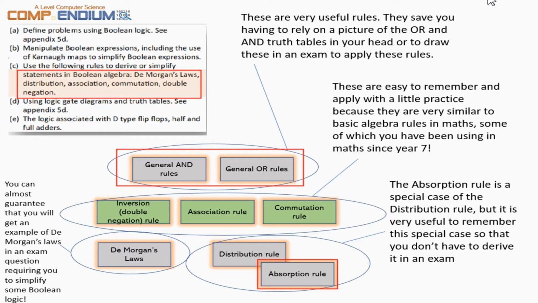They will save you having to rely on having a picture in your head of the OR and AND truth tables, because if you don't know these rules, you'll have to draw those tables on a piece of paper and then look for opportunities to apply AND and OR logic. Know these rules in advance and you won't be disadvantaged in an exam, taking more time to get to the end solution. The other rule to draw your attention to down here is the absorption rule. If you look on the spec, you can see that the distribution rule is part of the minimum spec, but in addition, the absorption rule is a special case of the distribution rule.